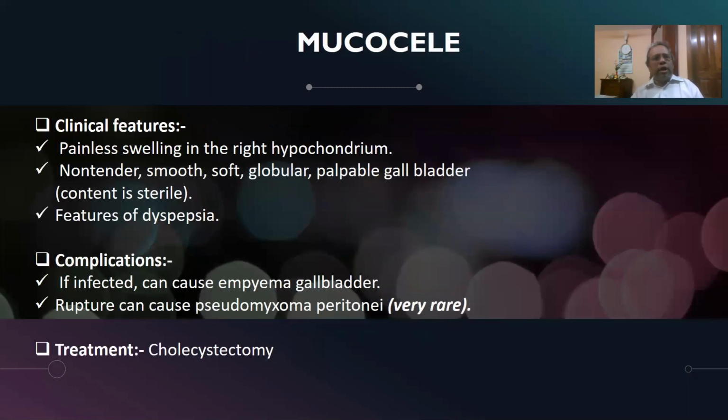So the mucocele is a painless swelling, an important thing. In the right hypochondrium, there is a non-tender, smooth, soft, globular, palpable gallbladder. By your palpation, the gallbladder area can easily be diagnosed. There is a smooth piriform shape, that means pear-shaped mass, that moves with respiration, and features of dyspepsia. As a complication, if infected, it causes empyema of the gallbladder. It may rupture, which is very rare, causing pseudomyxoma peritonei. And the treatment is cholecystectomy.